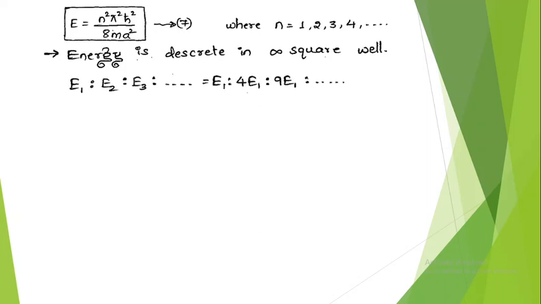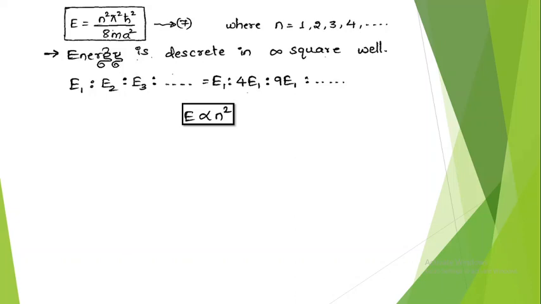Then based on this formula, we can relate all the energy states, that is E1 is to E2 is to E3 will be equal to E1 is to 4 times E1 is to 9 times E1 and so on, because E is directly proportional to n square, and we can just see for any particle of mass m, all other terms are going to be constant. That's why it is only depending on n value. So E is directly proportional to n square.